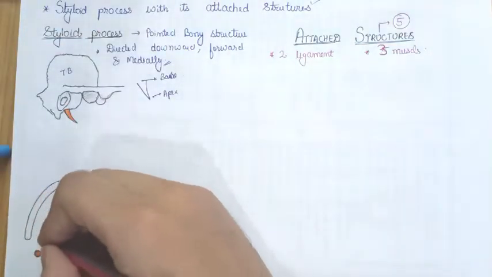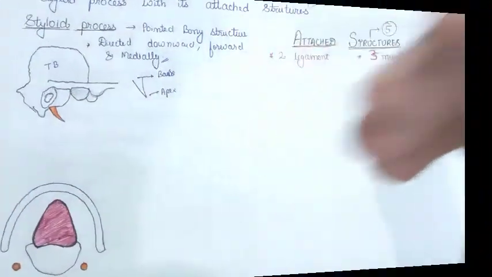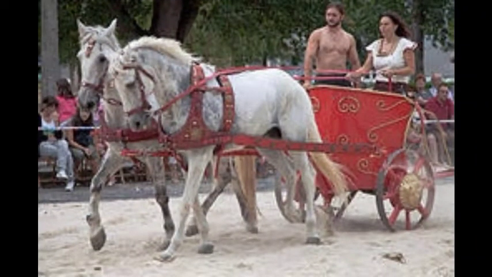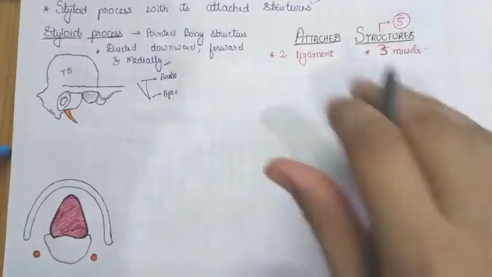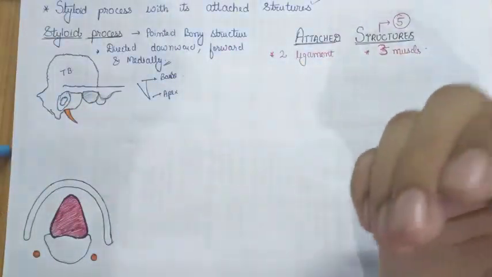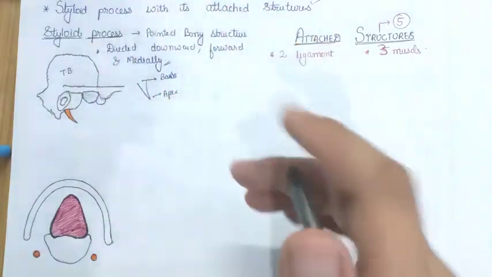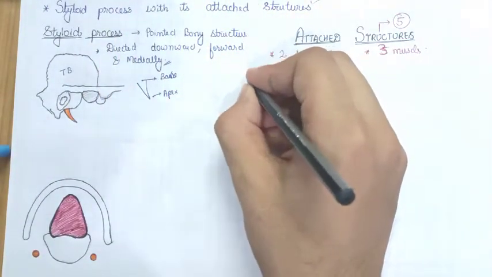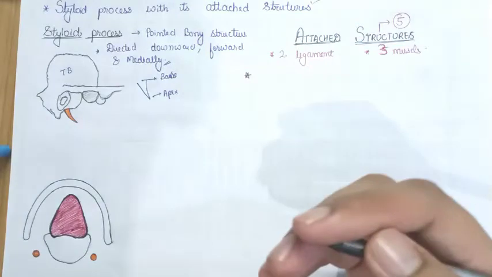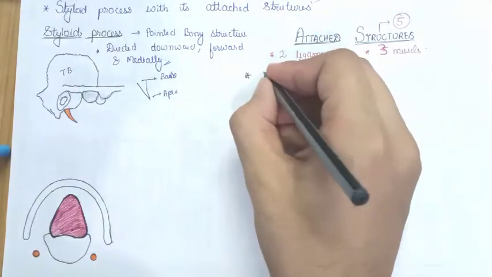These are attached in a radiating manner, like the reins of a chariot. This is how the reins of a chariot look. Just imagine yourself with your mate riding the chariot and having a good ride. Let's see what all the ligaments and muscles are that make an attachment to the styloid apparatus. Let's start with the muscles first. The first muscle to discuss is the styloglossus.